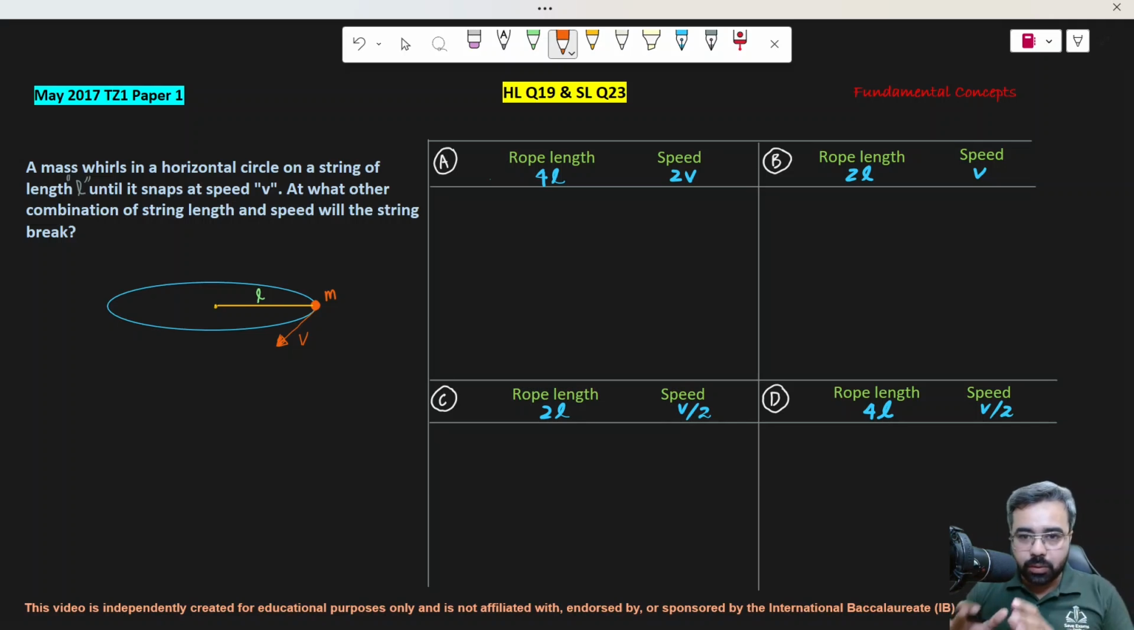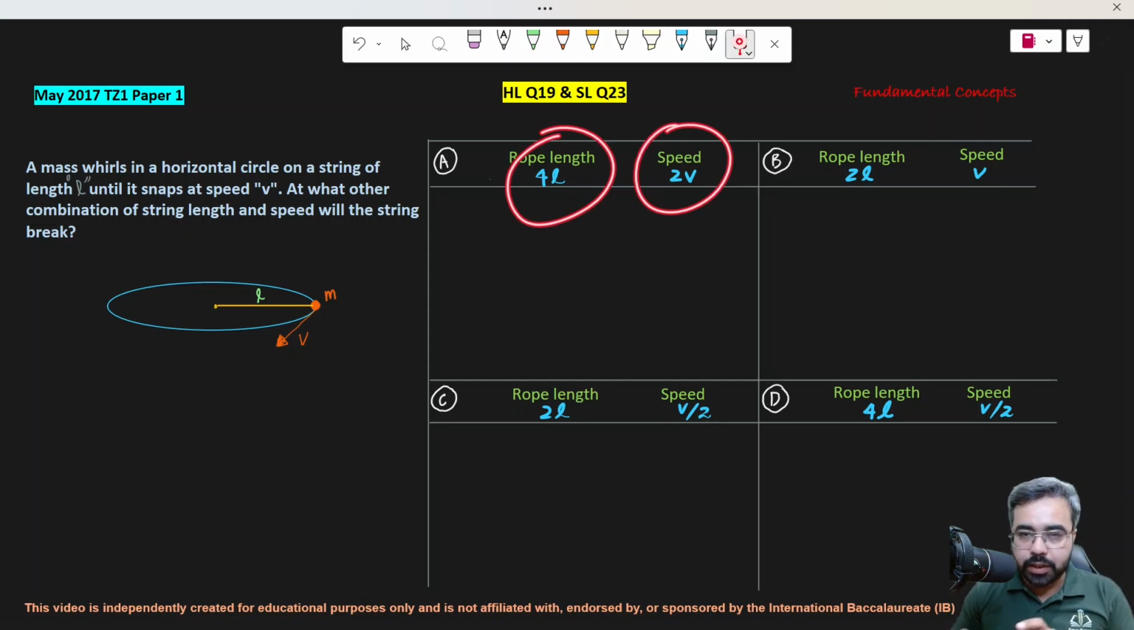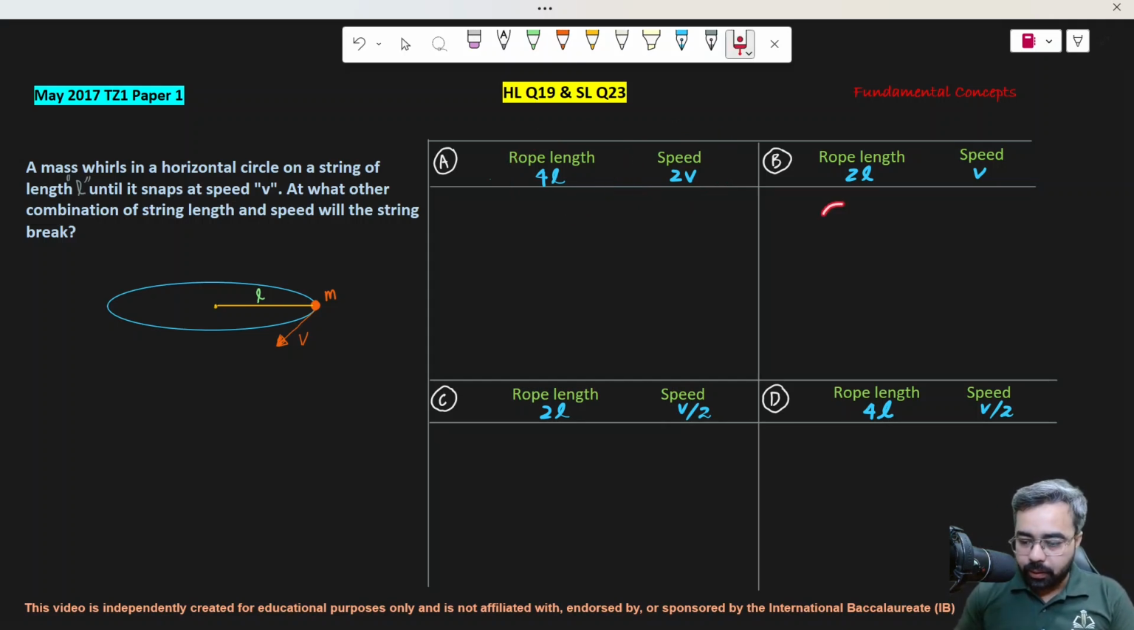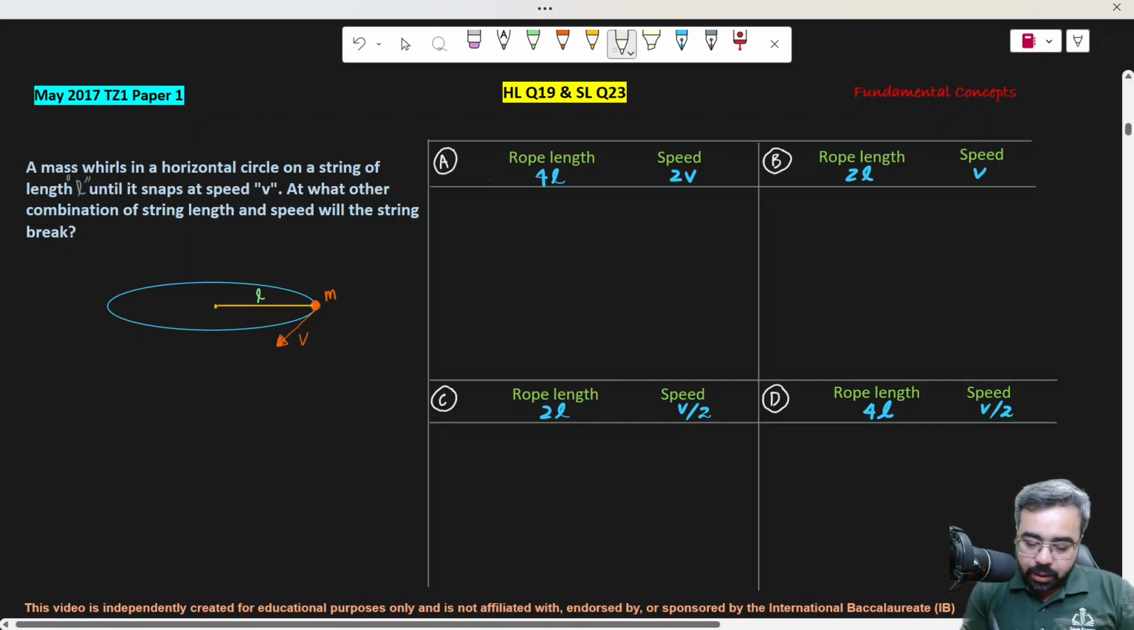Now we are given different combinations in this question, like 4L and 2v, and we have to test at which combination the string will break. Initially we are provided the length L and the speed v where the string breaks. So let's start. How much force was there at that moment? You can see right now that there is one force providing the centripetal force.